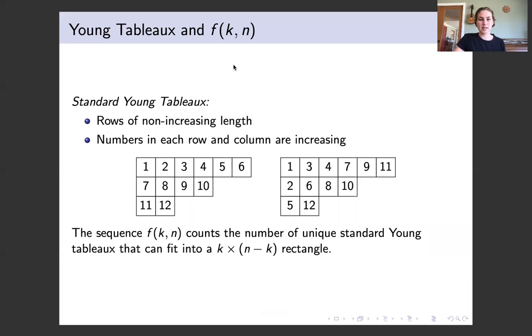So to understand Fkn, we have to talk a little bit about Young tableaux, which is this arrangement of boxes where the rows are of non-increasing length. And then standard Young tableaux have the added condition that the numbers in each row and column are increasing. So I've given two examples here. The one on the left is pretty trivial. This is a more random example of what a standard Young tableau could look like. Then the sequence Fkn counts the number of unique standard Young tableaux that can fit into a k by n minus k rectangle.